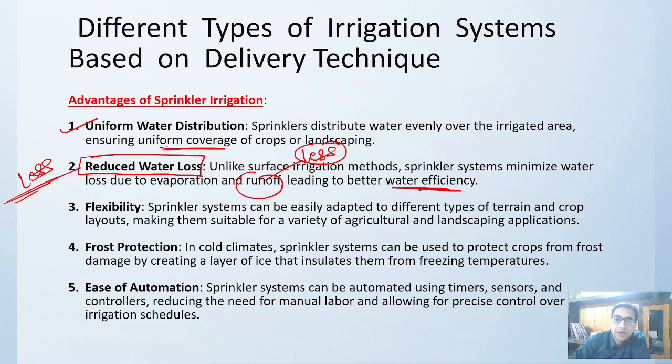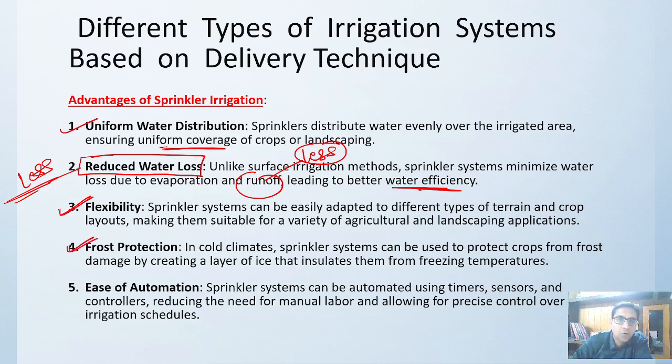Okay, so better water efficiency, and flexibility. You can keep this system anywhere, on any terrain. You can take it to hilly terrain, to flat ground, to uneven terrain, wherever you want. You can just pick it up and put the system over there and automate, and it will start working there.